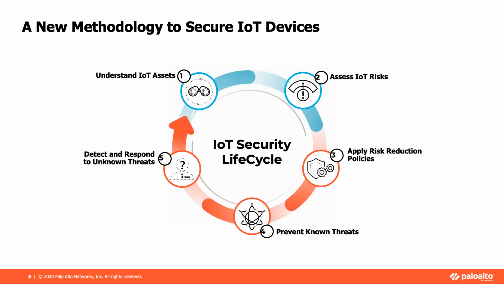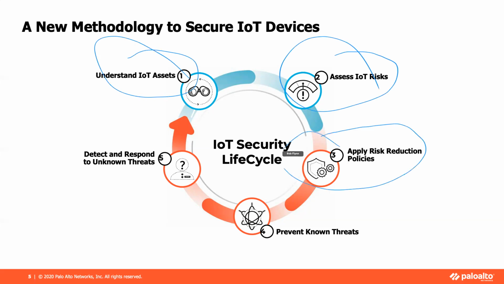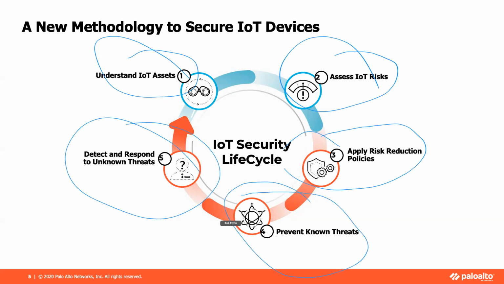So the fact that this crosses over to multiple different teams in a large environment also creates another issue that, again, automation can make much easier. So over the next few slides, we'll take a look at all this. We'll talk about understanding the assets, assessing the risks, using our policy-based protections to reduce risk, preventing known threats and unknown threats.